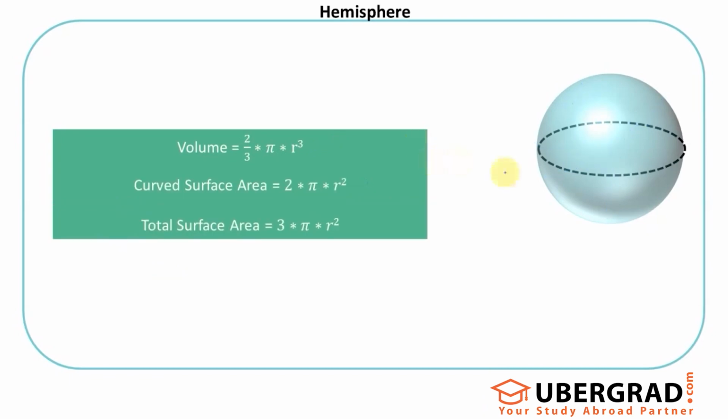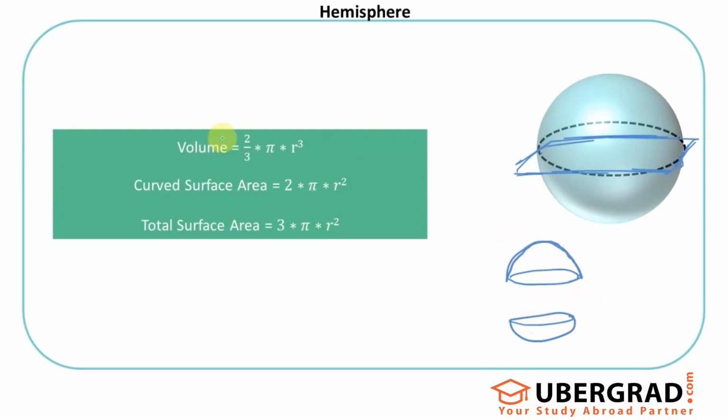Hemisphere is nothing but half the sphere, right? So this is the complete sphere. The same circle we're seeing, the hemisphere would look like this, right? So it's basically half the sphere. If I put a plane and cut it like this, it's cut into half. So two hemispheres make a sphere like this.